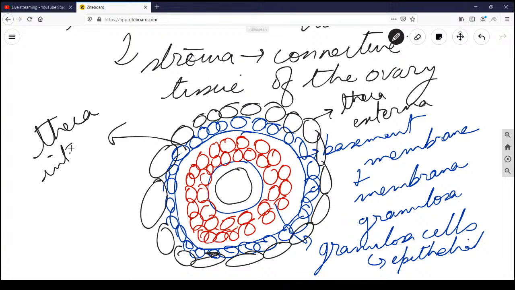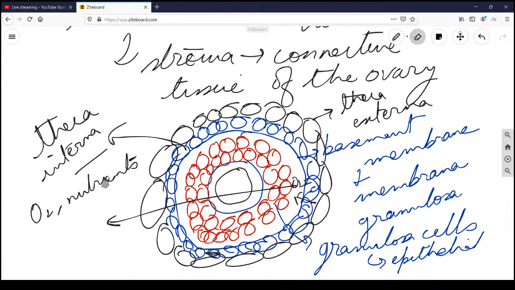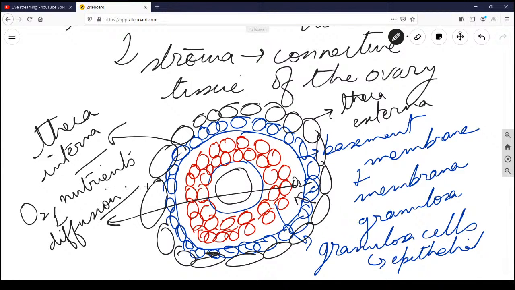Okay. So this is the development of the follicle. This membrana granulosa has stopped the ingrowth of the capillaries. So now oxygen and nutrients will all go through the membrana granulosa into the follicular cells and oocyte, the primary oocyte, by only the diffusion process. Always remember, by only the process of simple diffusion.